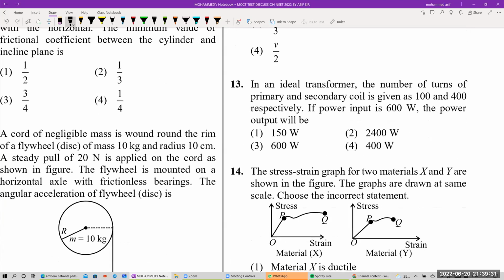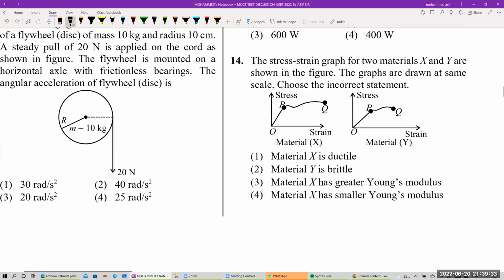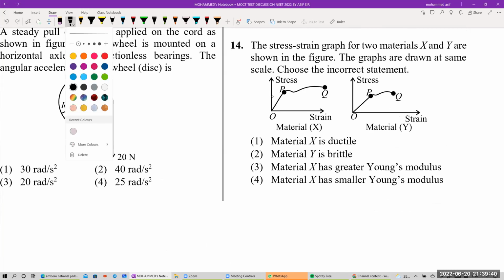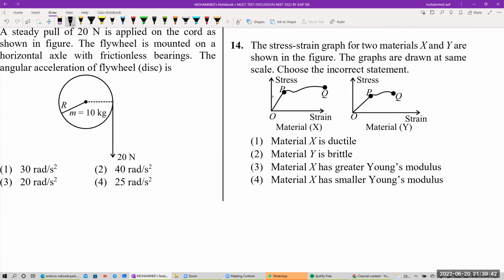ठीक है, क्वेश्चन नंबर 12 is again from your pure rolling and rotation mechanics का क्वेश्चन है, वो बाद में कर लेंगे. क्वेश्चन नंबर 13 is from EMI. Question number 14. Now this is something really very good question. Let me see how many of you will give me the answer in the shortest time. The stress strain graph for the two materials X and Y are shown in the figure. The graphs are drawn at the same scale. Choose the incorrect statement बोल रहा, be careful.